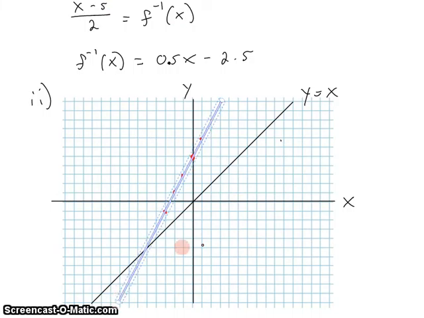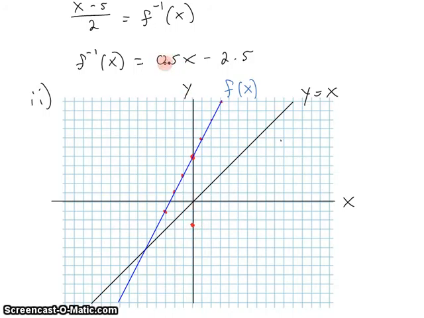It should look like that. This is f of x. And then lastly, we want to draw the inverse of f of x, which is also a straight line. Its y-intercept, though, is negative 2.5. So we're going to go down 1, 2.5.